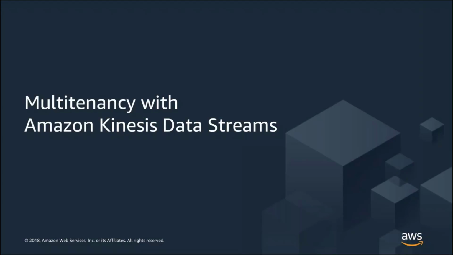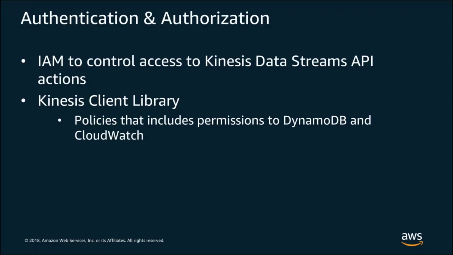So lastly, let's take a look at how multi-tenancy can be implemented in the ingestion service, Amazon Kinesis Data Streams. With Kinesis Data Streams, authentication and authorization, again, is enabled through IAM. IAM can give you control to access the Kinesis Data Streams API actions, as well as policies that can be attached to your IAM roles or groups to access the Kinesis client library, which includes permissions to DynamoDB and CloudWatch as well.